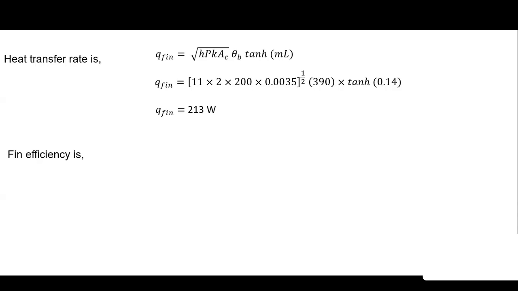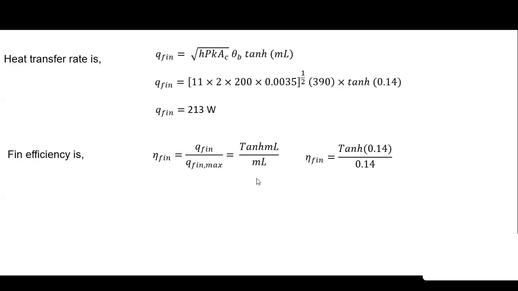And fin efficiency is equal to q fin upon q fin max, and we know already, tanh ml upon ml for a fin with insulated tip. If you put the value of ml in this equation, you can calculate the efficiency, 99.35 percent. It's a very high efficiency fin. It's a very good thing.